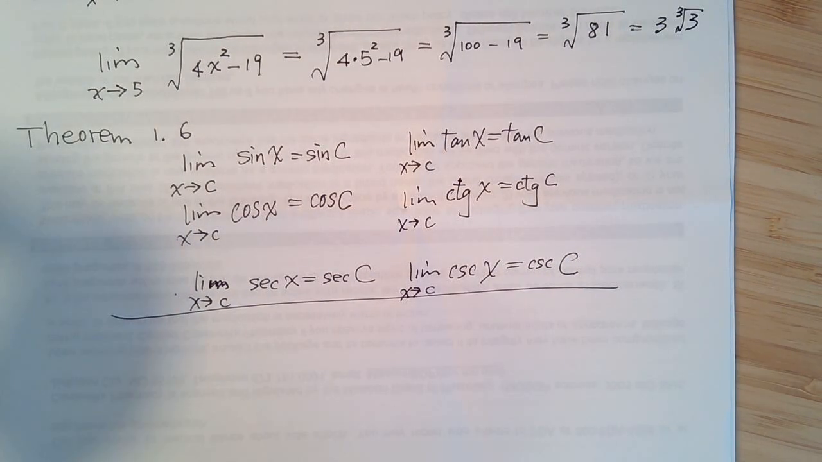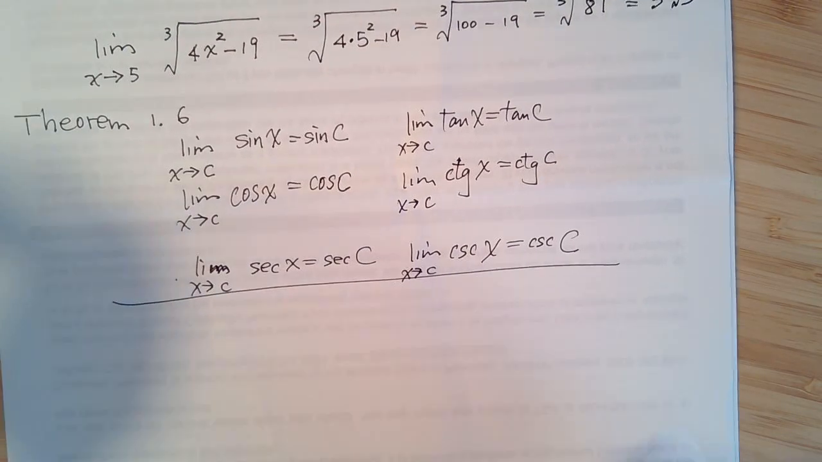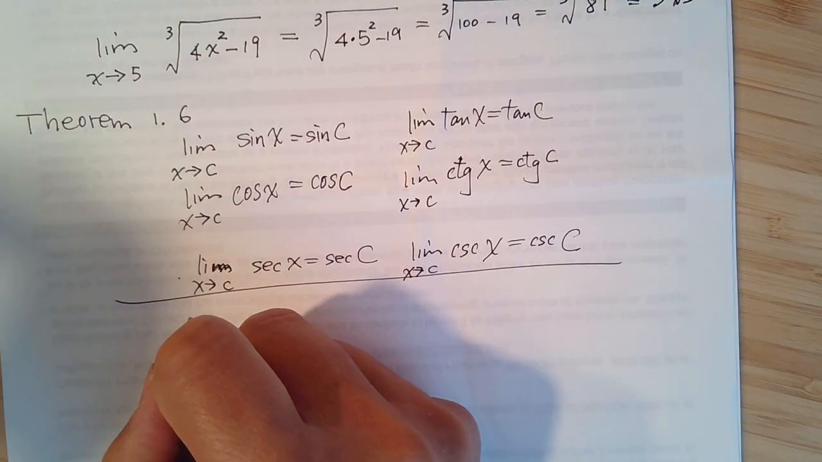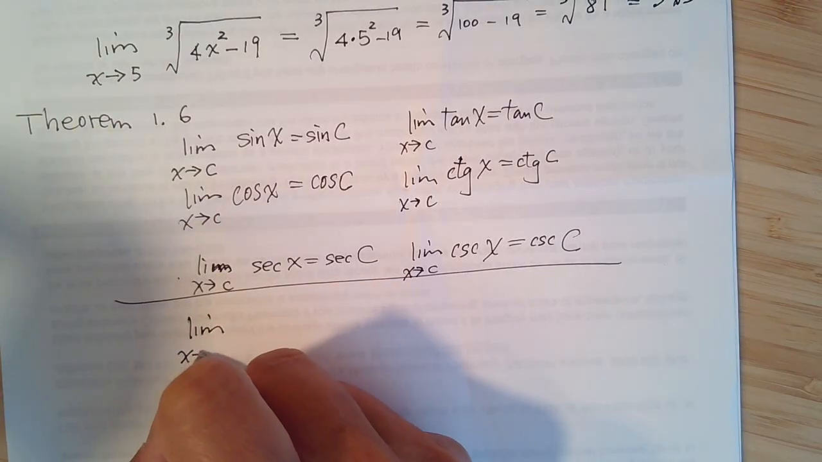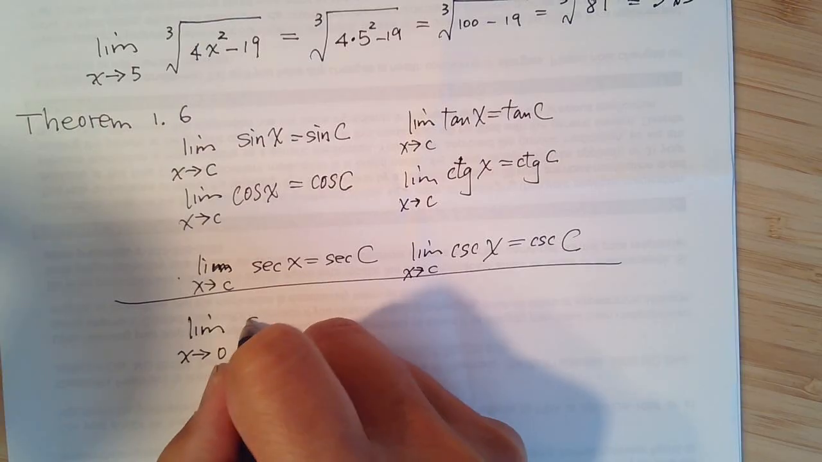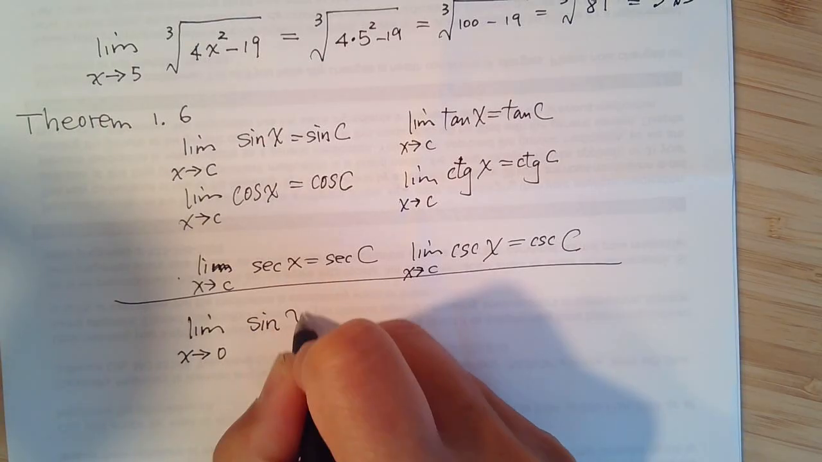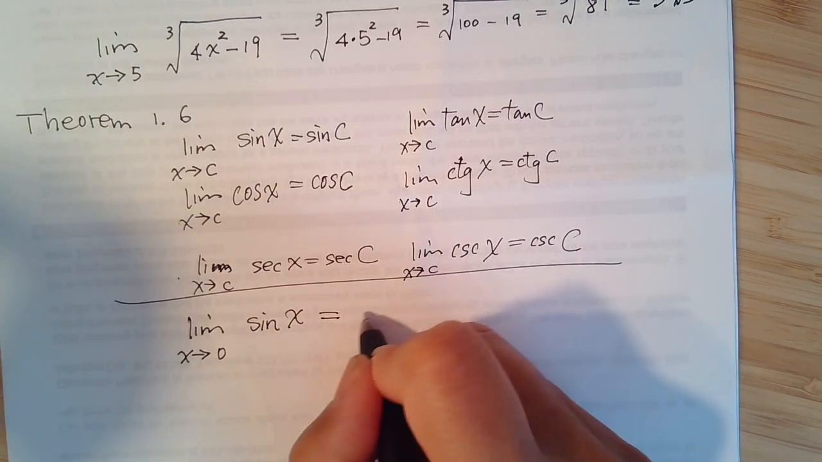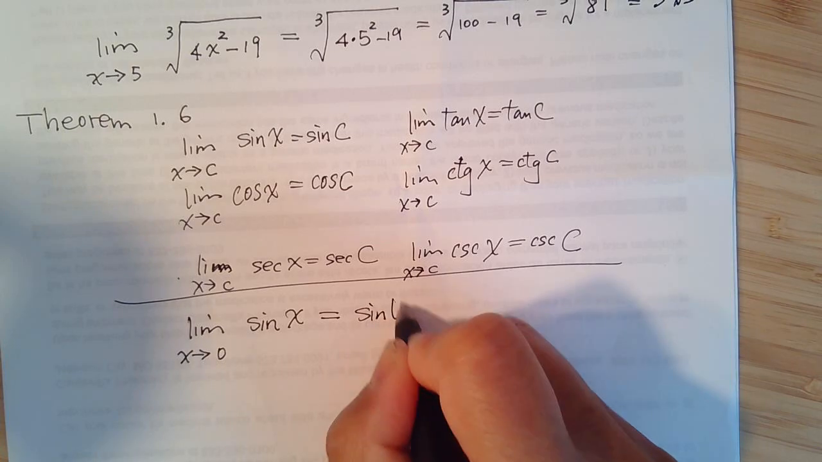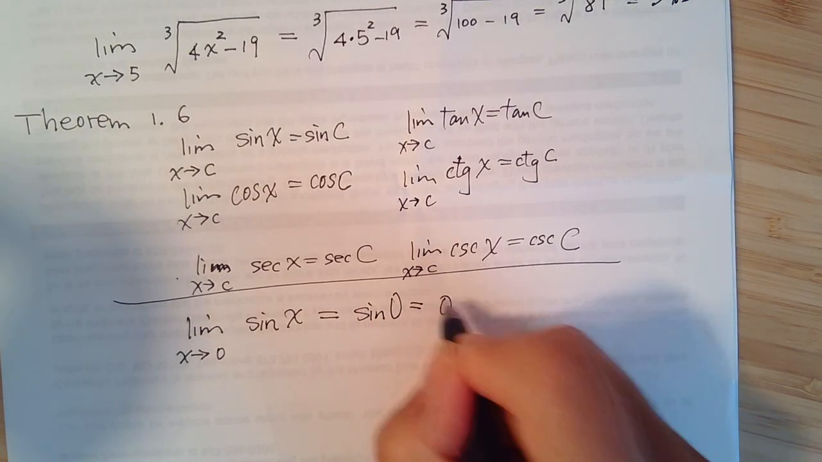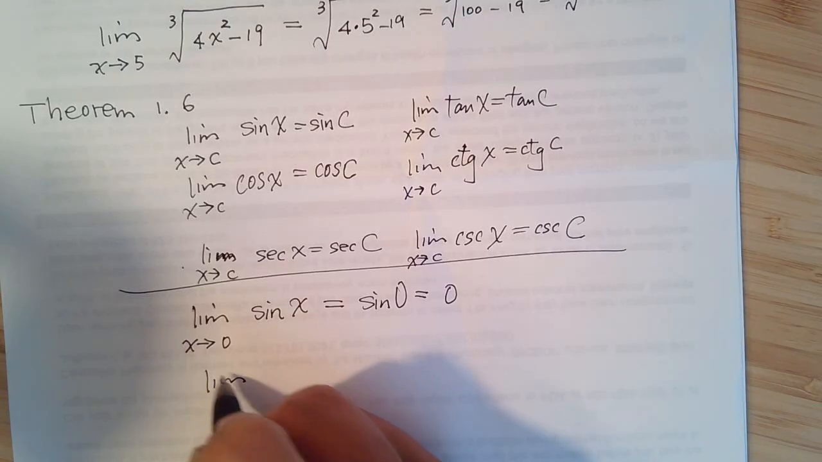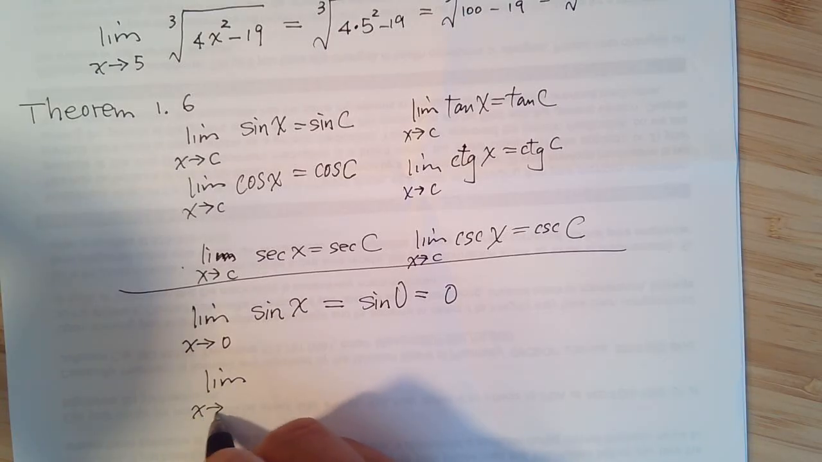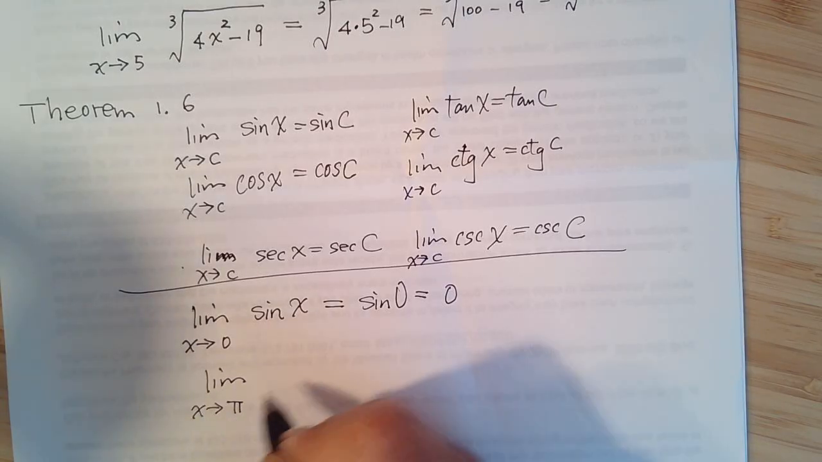Trigonometric, again, direct substitution. There's really nothing too hard. For example, what is the limit as x approaches 0 of sine x? That would just be sine 0, which is 0, isn't it? What about this? What about the limit as x approaches pi?